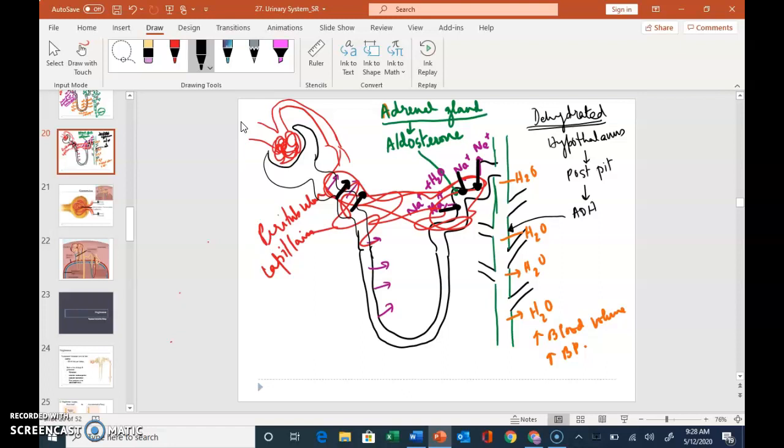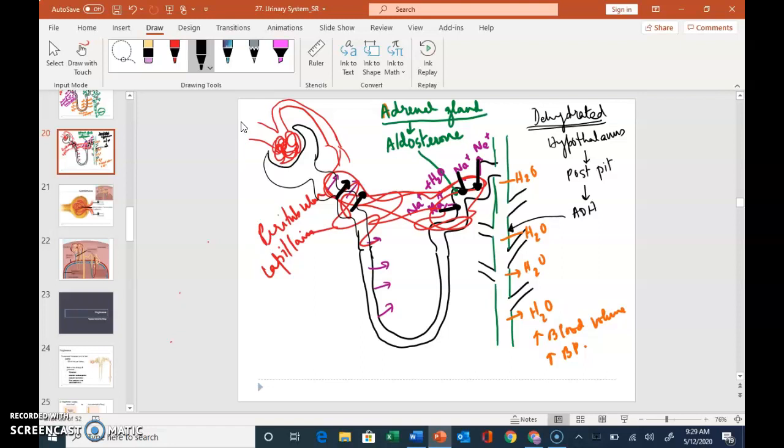Only when, listen carefully, only when aldosterone works on the distal convoluted tubule, only then do you have sodium and water reabsorption from the distal convoluted tubule. If aldosterone is not there, nothing will be reabsorbed back from the distal convoluted tubule. It is mainly the site for tubular secretion, not reabsorption. Only under the influence of aldosterone, sodium and water will be reabsorbed back from the distal convoluted tubule.